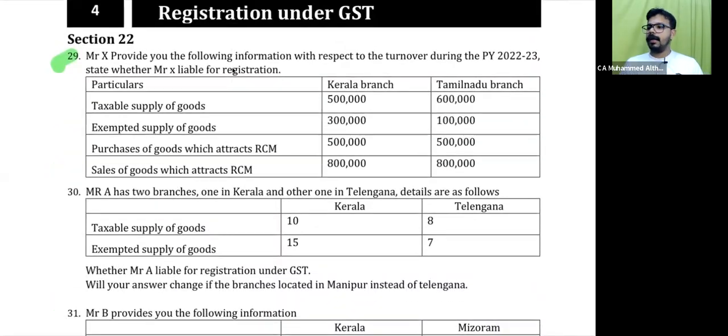Now we are getting into the registration chapter. So the fourth question. Everybody, question number 29. This is one I made myself, so this is not an institute question. Everyone read question number 29 and tell me whether this company shall be liable to register. I hope all of you know the theory.